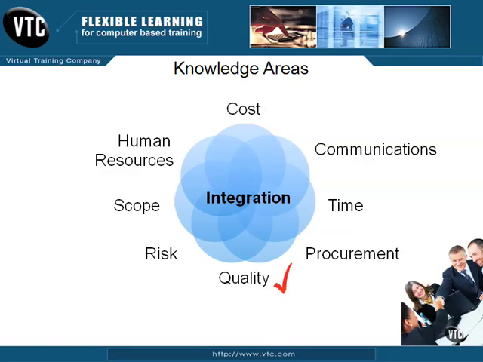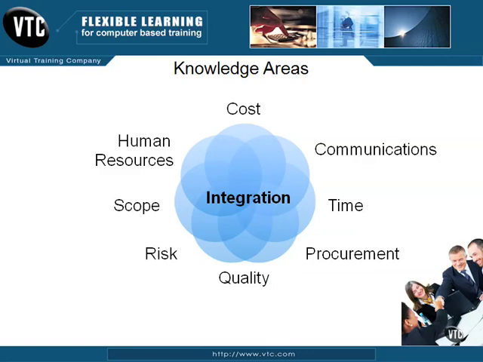The 5th knowledge area is project quality management. This also contains just 3 processes: plan quality, perform quality assurance, and perform quality control. The purpose of this knowledge area is to ensure that the project satisfies the needs for which it was undertaken. We also want to prevent defects and rework through preventive measures taken as part of quality management.